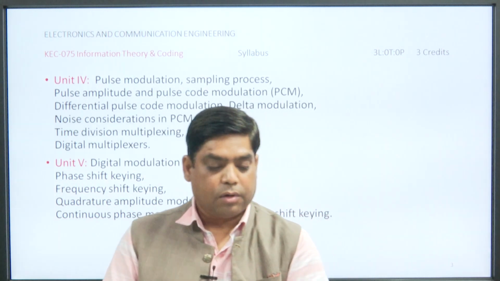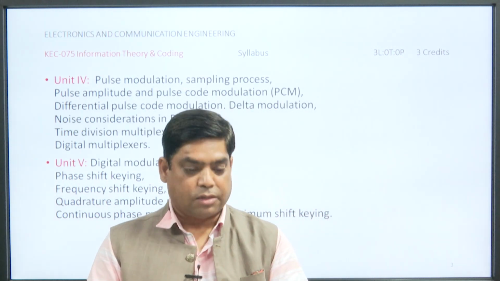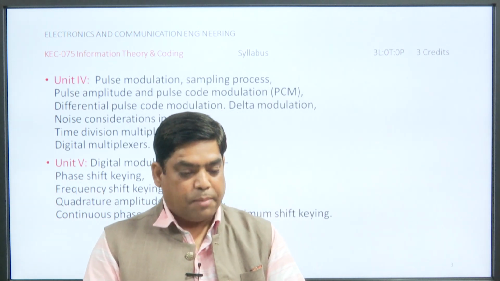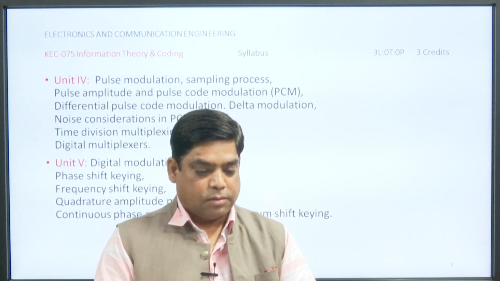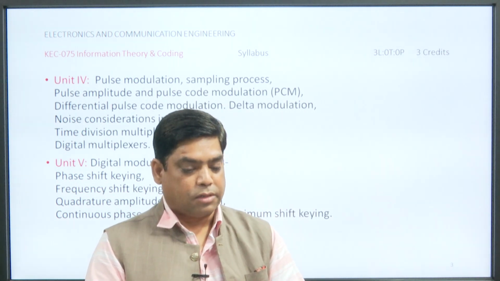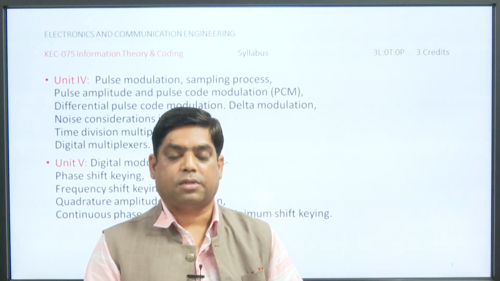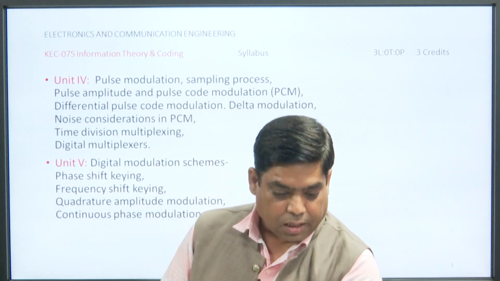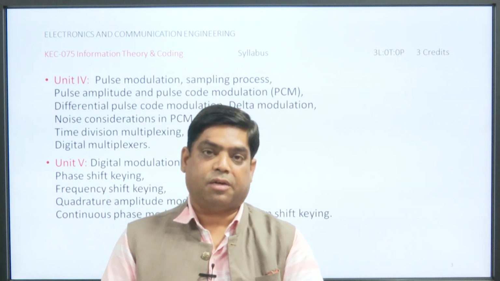In unit 4, we will discuss pulse modulations and different types of pulse modulation and the sampling process, sampling and then pulse amplitude modulation, then pulse code modulation, differential pulse code modulation, delta modulation, etc., and noise also in there, and time division multiplexing and digital multiplexers.